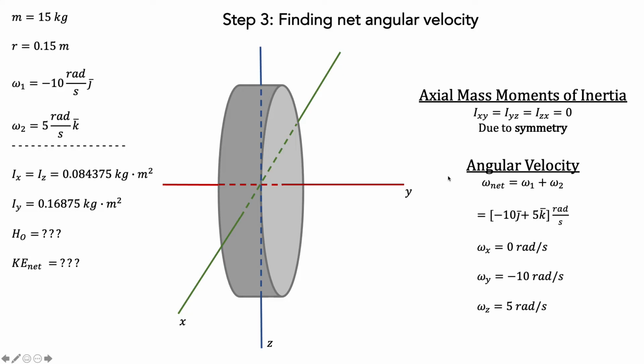This is where the J and K notations we wrote earlier came in handy. There is no I value, so the angular velocity about the x-axis, which is written here as omega x, is 0. Omega y is equal to the given omega 1 at negative 10 radians per second, and omega z is equal to the given omega 2 at 5 radians per second. These values will help us in the next step.